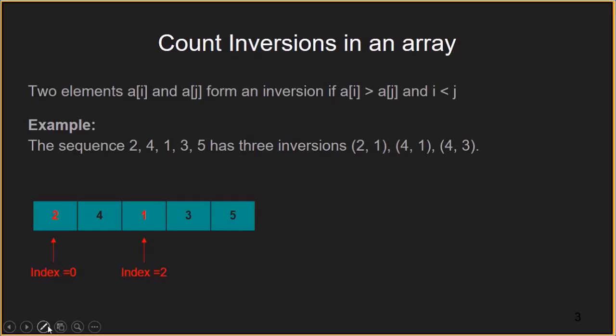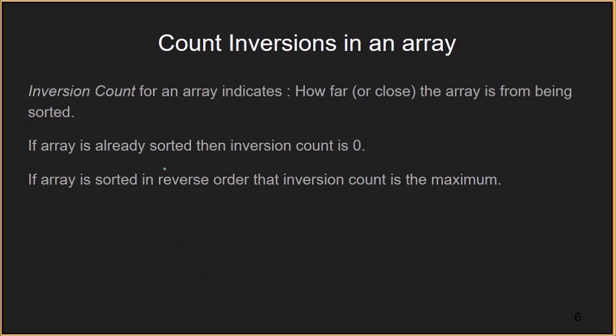First of all, we look at the elements 2 and 1 highlighted in red. Here 2 is greater than 1, whereas the index of 2 is smaller than the index of 1. So they form an inversion. Similarly, the elements 4 and 1 form an inversion as 4 is greater than 1, whereas the index of 4 is smaller than the index of 1. Finally, we look at the elements 4 and 3. They also form an inversion as 4 is greater than 3, but the index of 4 is smaller than the index of 3. In this problem, we basically have to find out the inversion count of the array.